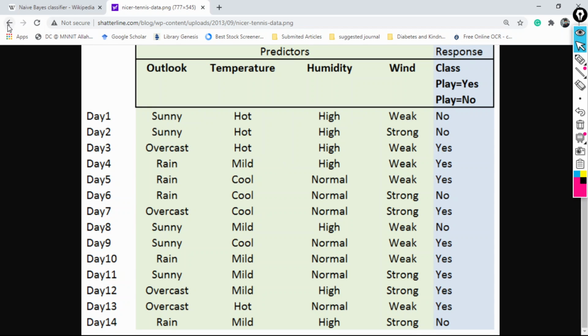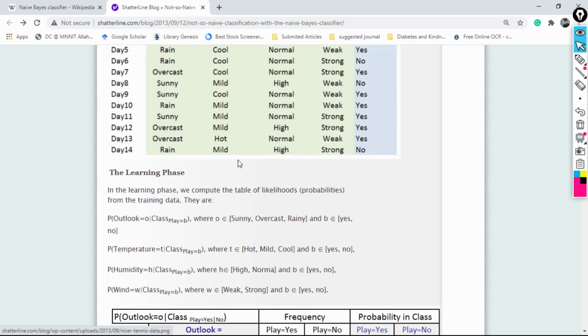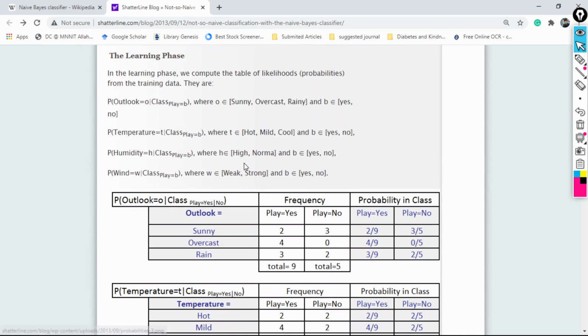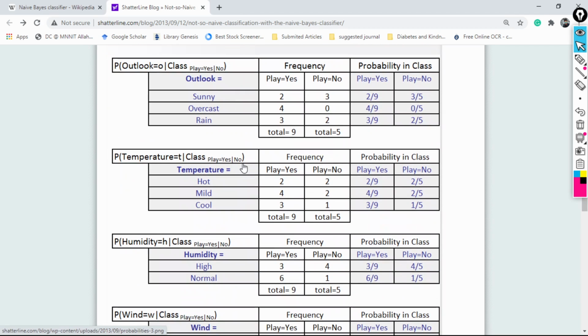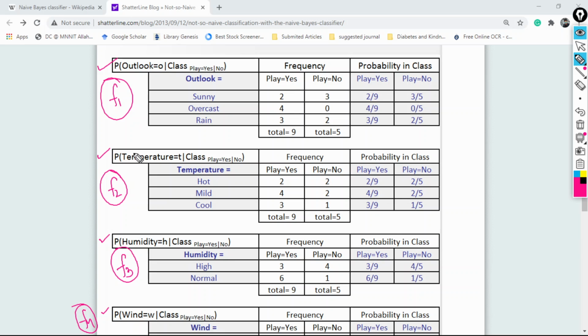This is the learning phase, and let's see how we calculate it. We have 4 features. The first feature is outlook, that is feature 1. Second is temperature, that is feature 2. Third is feature 3, that is humidity, and the fourth one is wind, that is feature 4. These are our 4 features. Let's see how we calculate this value for each feature.